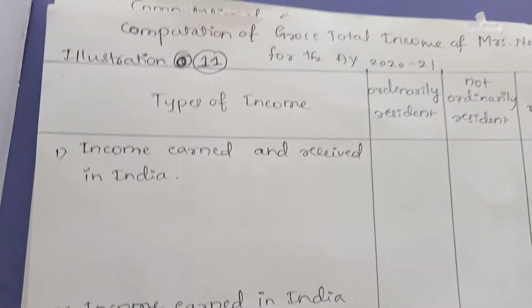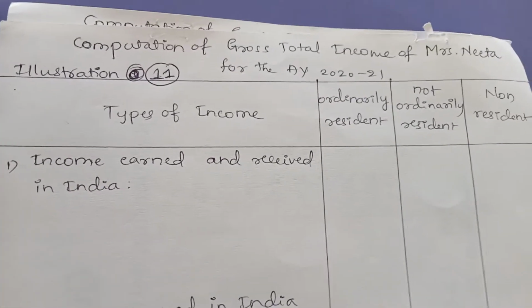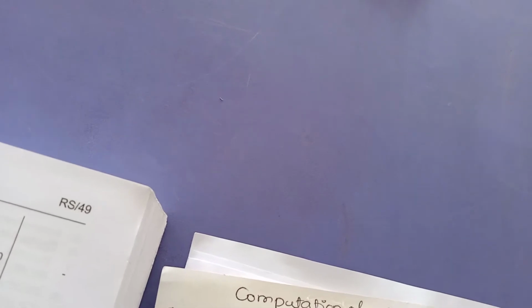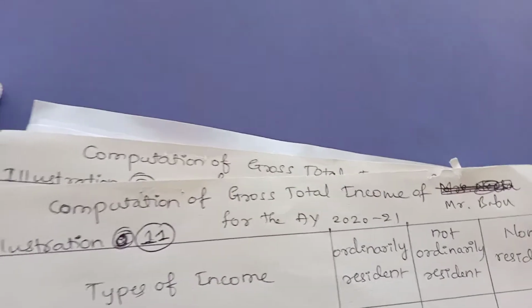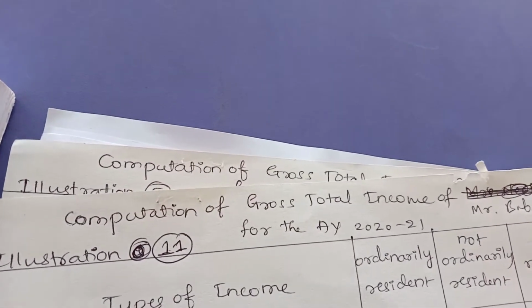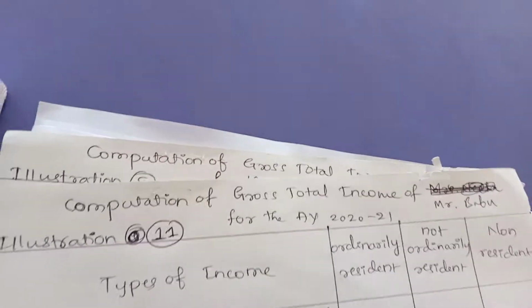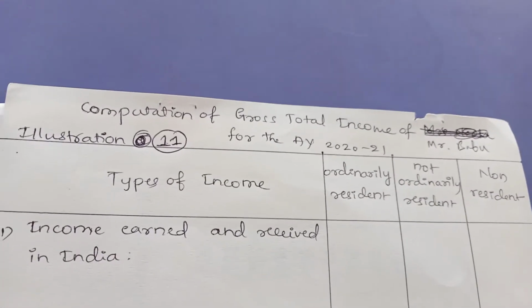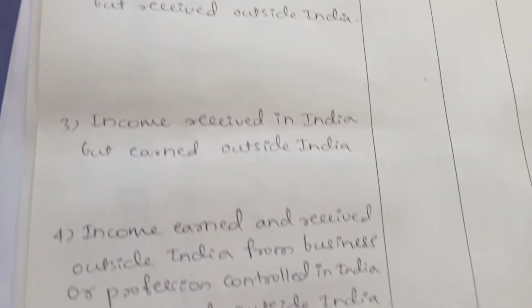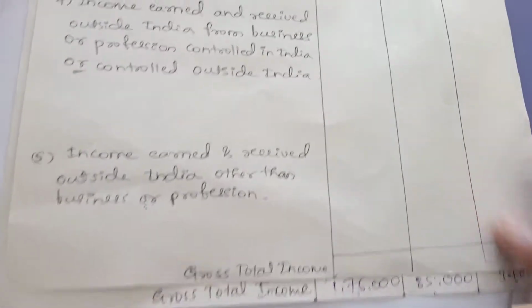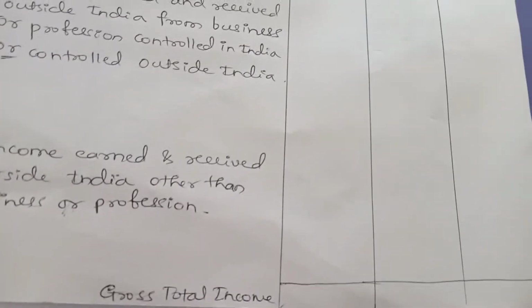At the top of the page you need to write computation of the gross total income of Mr. Babu for the assessment year 2020-21. Okay, this is the format. It includes 4 columns as well as the different sources of income, the heads of income, and below that you need to leave sufficient space so as to write the transactions. So let us go through the problem.